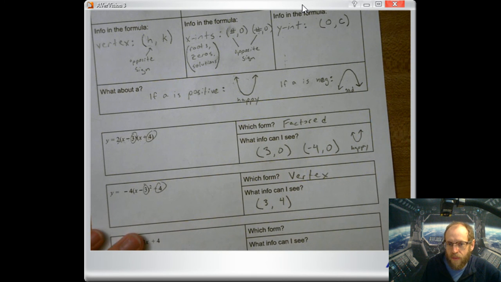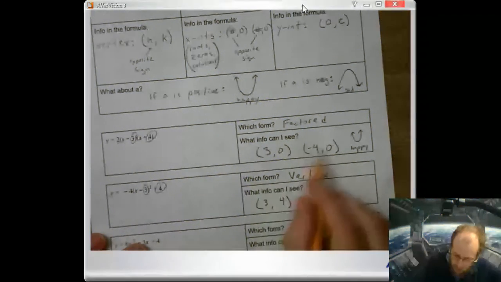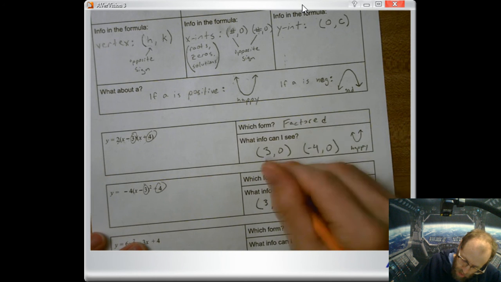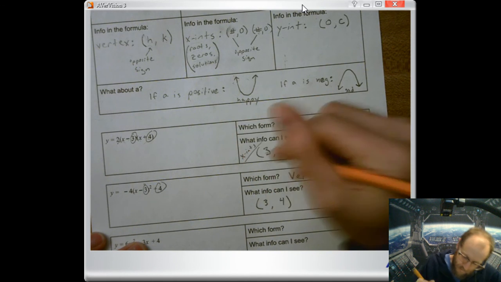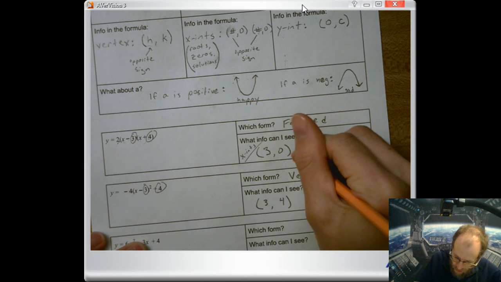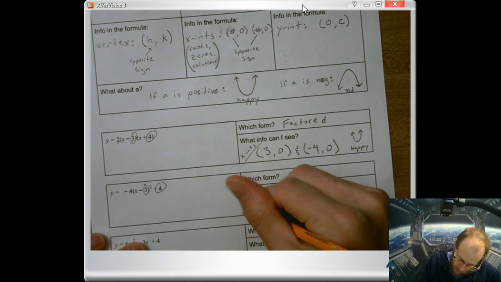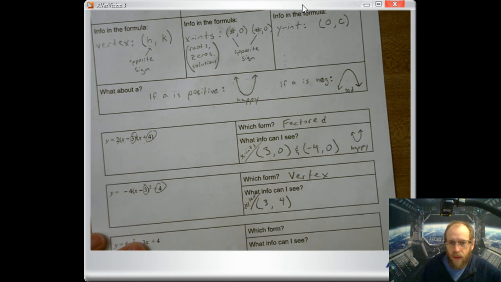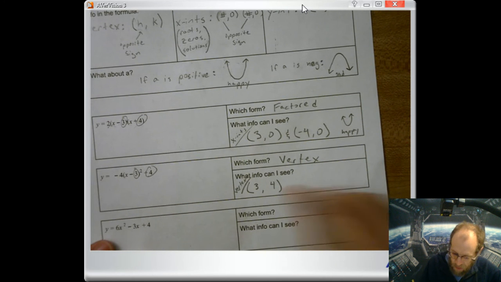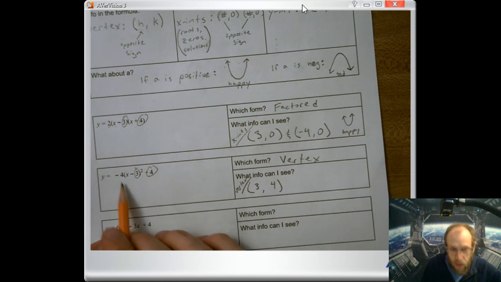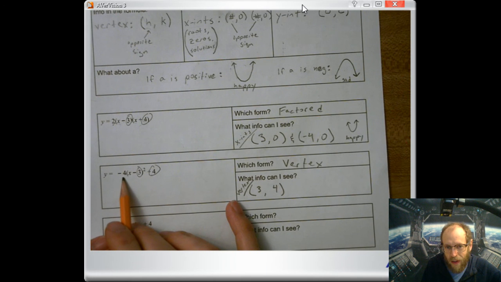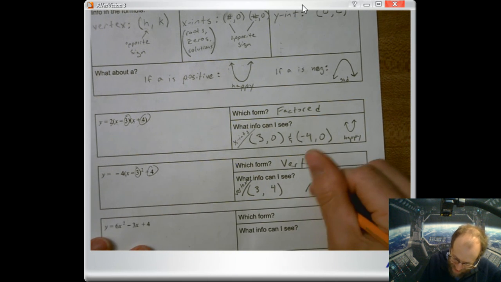Hey, that's the vertex. Sorry, I should probably label these things. These are my x-intercepts. This is my vertex. All right, labeling your answers, good idea. And I can also tell that this parabola is either happy or sad. What is it? Negative 4. That is a sad parabola.